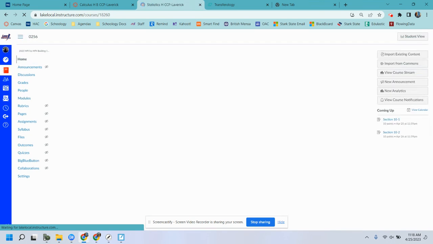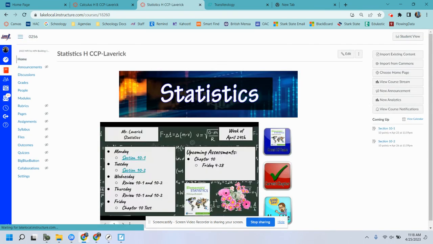Hey, also the CCP grades have been updated, with the Chapter 9 test. You'll notice that the only things still left in the spreadsheet are Chapter 10 test, Chapter 10 homework, and then the final exam. That's it. And then the blank stuff.